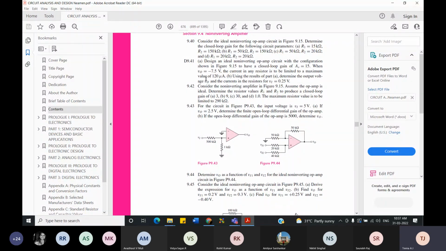So that is to be done, and after that you have to find the currents in the resistor, not the resistor value but the current. Resistor value you have already calculated. R1 is 4.17 kilo ohm and R2 is 58.33 kilo ohm. Just calculate the current through both the resistors; the value will be the same here.